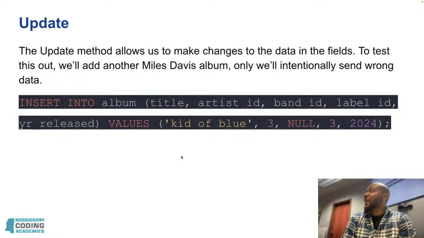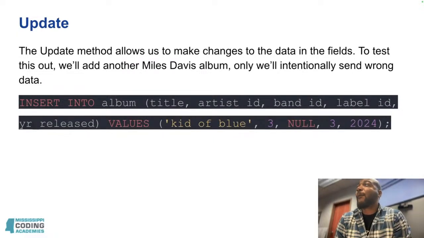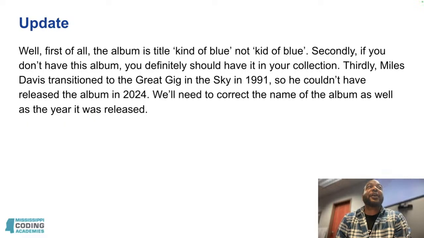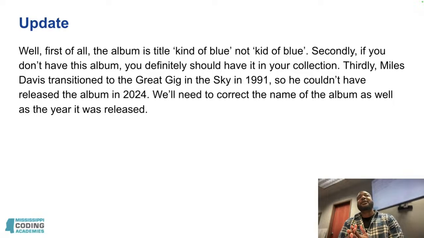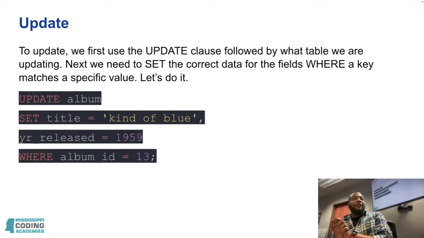So we put in some data that is incorrect. Well, first of all, the album is titled Kind of Blue, not Kid of Blue. Secondly, if you don't have this album, you definitely should have it in your collection. Thirdly, Miles Davis transitioned to the Great Gig in the Sky in 1991, so he couldn't have released the album in 2024. So we need to correct the name of the album as well as the year that it was released. And if you don't have this album, you need to correct that. So here's how we do it.